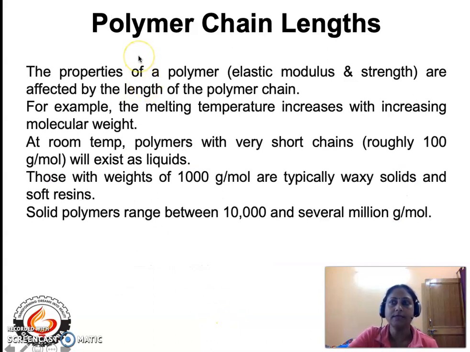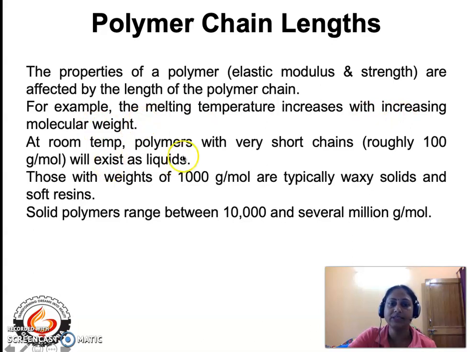Now, how does the number of monomeric units, or the dP, or the polymer chain length, affect the properties of a polymer? That is what we are going to learn in these slides. The properties of a polymer, that means the elastic modulus, the strength, or the physical or chemical properties, all of these are affected by the polymer chain length. For example, the melting temperature of the polymer increases as we increase its molecular weight.